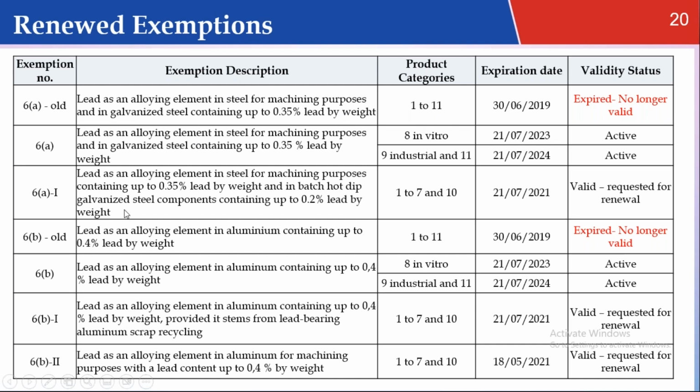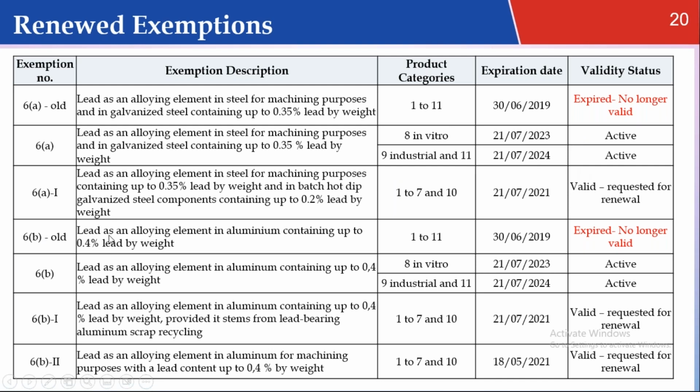Instead of that, this got renewed as 6A1. So here lead can be used particularly in categories 1 to 7 and 10. This exemption is valid. They have still requested renewal, but it is still valid, so we can use this exemption code. And the 6A exemption code is valid for the 8th classification. It is valid till 2023 for the 8th product category, and for the 9th and 11th categories, it is valid till 2024.